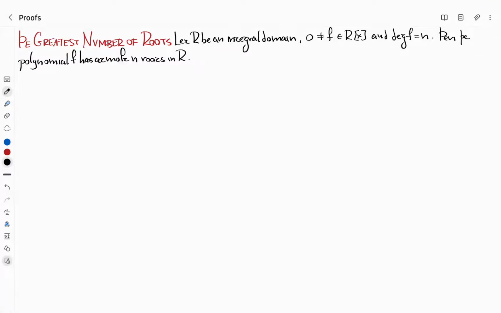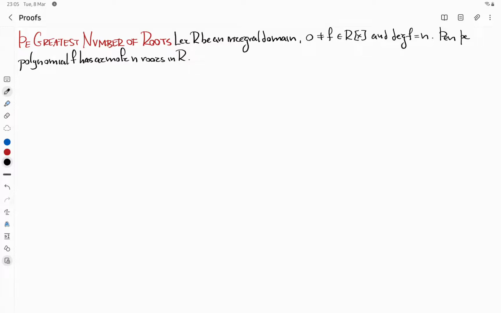Today we'll cover the greatest number of roots theorem. Let R be some integral domain, and let f be some non-zero polynomial over this domain, and let the degree of f be equal to n, which is some natural number. Then the polynomial f has at most n roots in R.